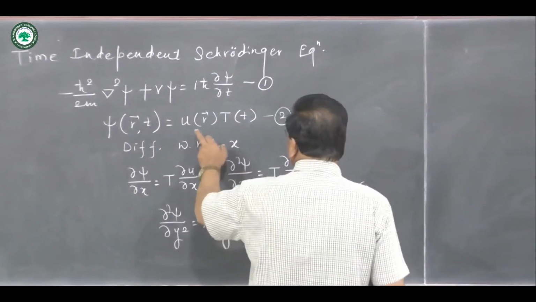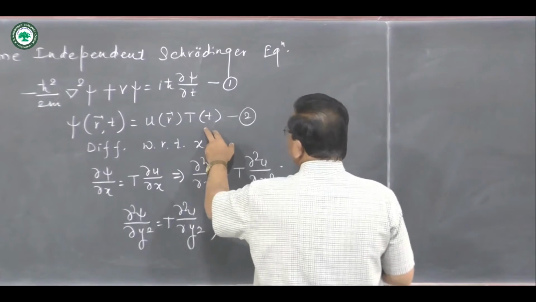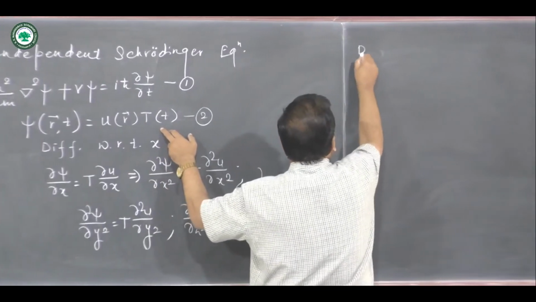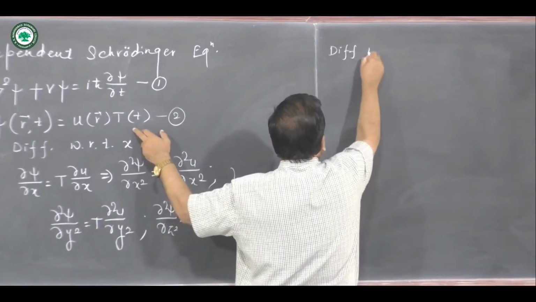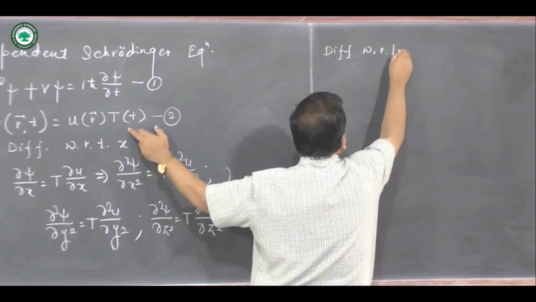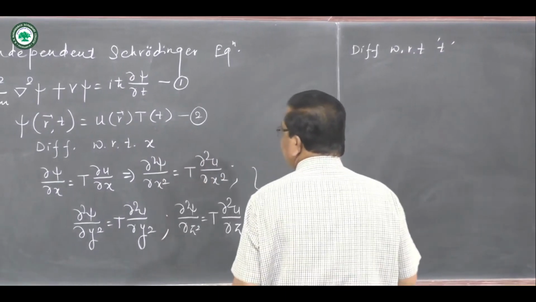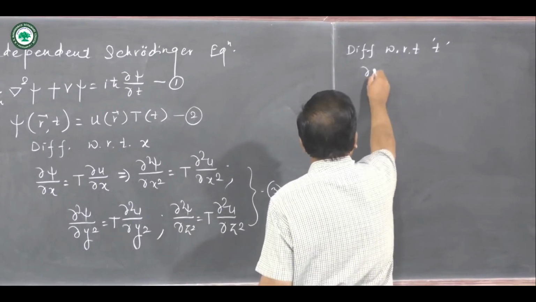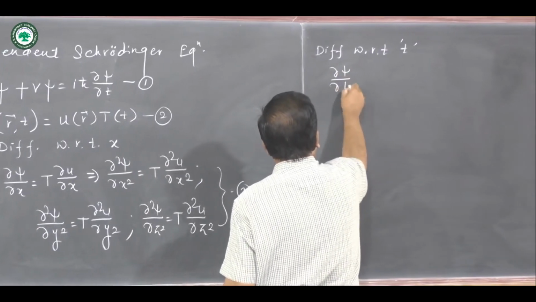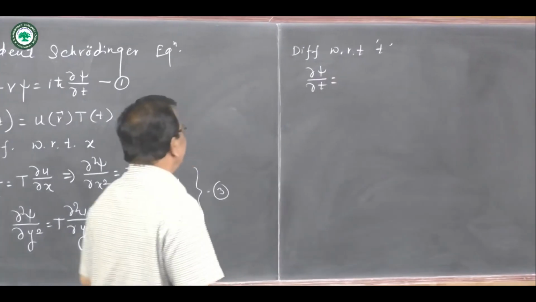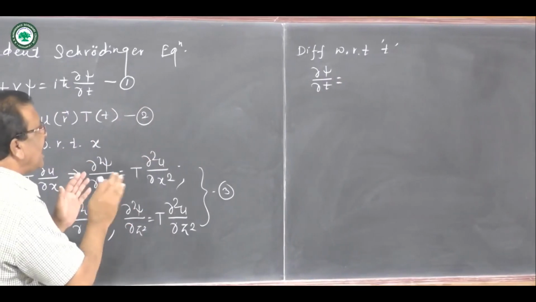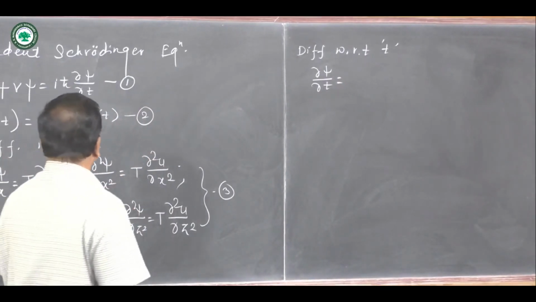Now, what I will do is differentiate equation 2 with respect to time. So what will I get? Dabba psi by dabba t. Why partial derivative? Because x, y, z, or r, is treated as a constant.